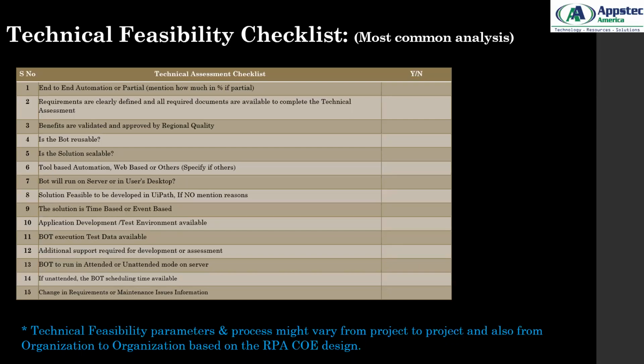We have seen each of these, whether your bots are scalable, reusable, tool based automation. Certain answers you have to understand from the business perspective, certain answers you have to get from the business. So 15 are the standard, but yes, you can always omit something, you can always add on to something based on the requirements of your organization. But this is just the industry standard technical assessment checklist. Any parameters or process might vary from project to project.